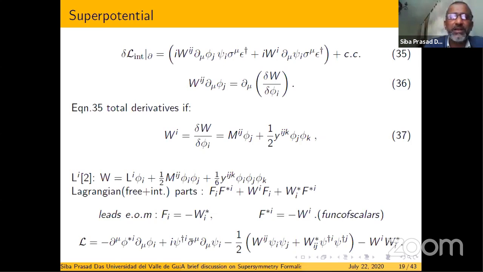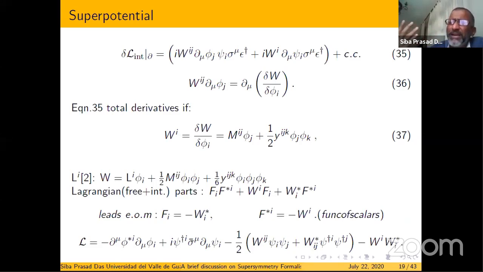So I have a supersymmetry, and it can be checked that this W_ij ∂_μ φ_j I can write in a total derivative form. This total derivative form I can only write if W_i is equal to M_ij φ_j plus half of Y_ijk φ_j φ_k. So this is, as I said, the first indices. So the W is basically the superpotential.